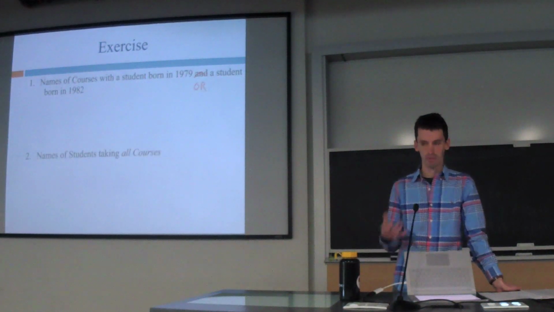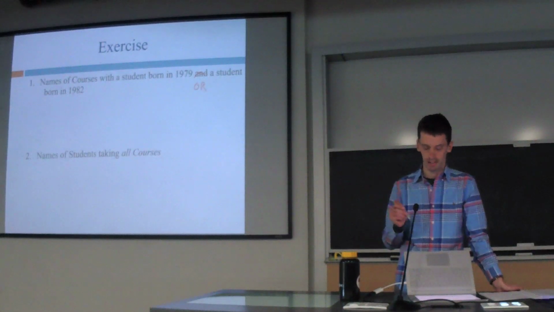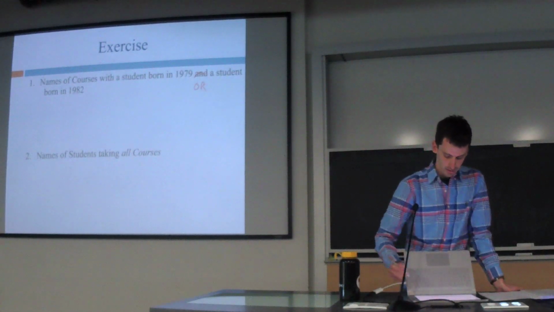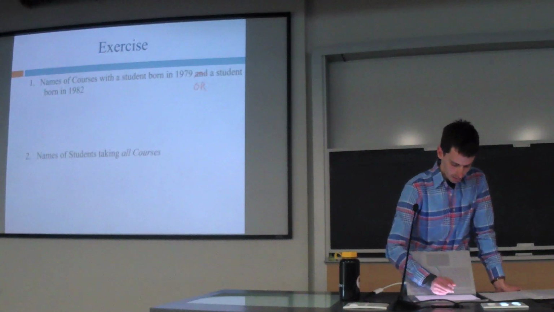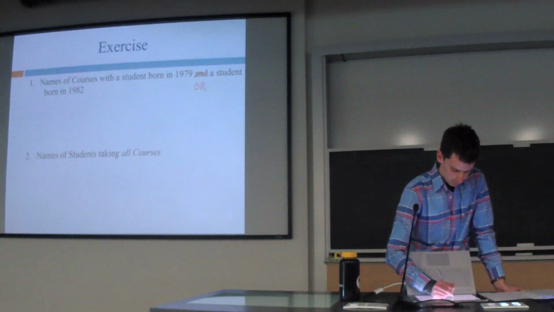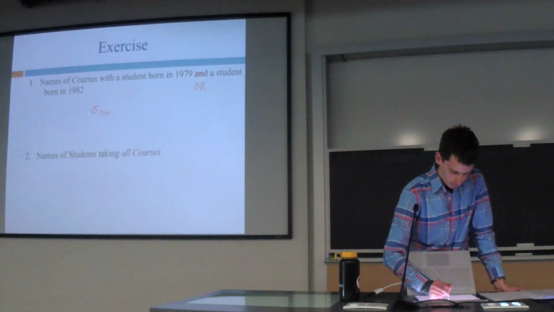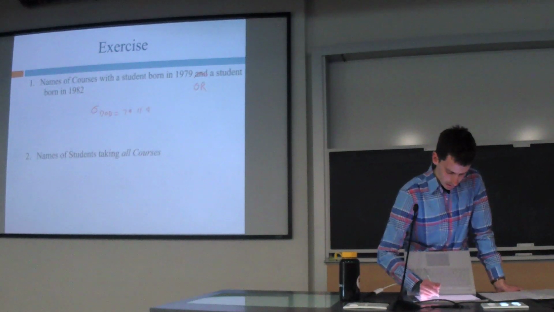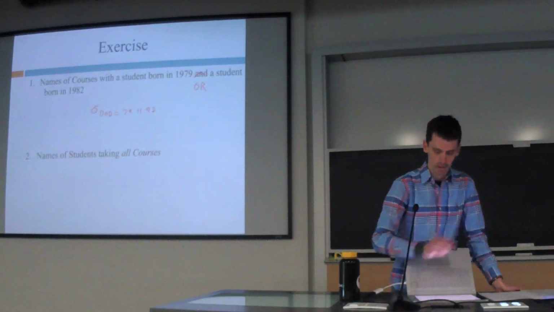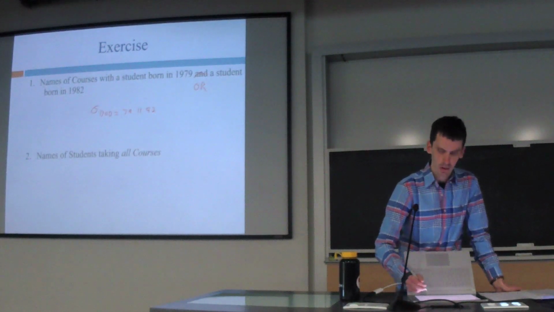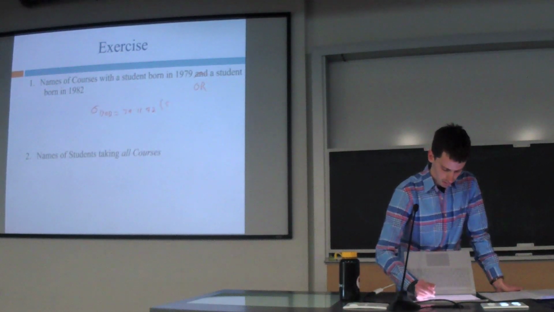Like, so select this, project that. So I started by getting the list of just SIDs from the students by using a sigma date of birth is 1979 or date of birth is 1982. Okay, so select where date of birth equals 79 or 82. I'll just shorten the syntax there. Okay, out of students.